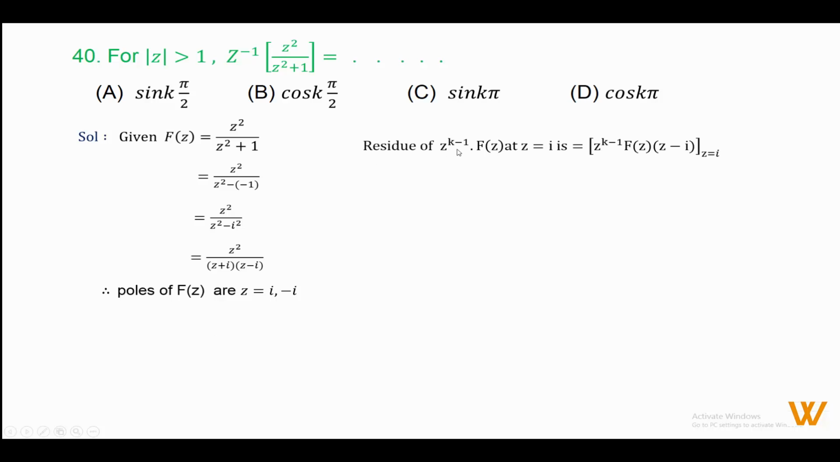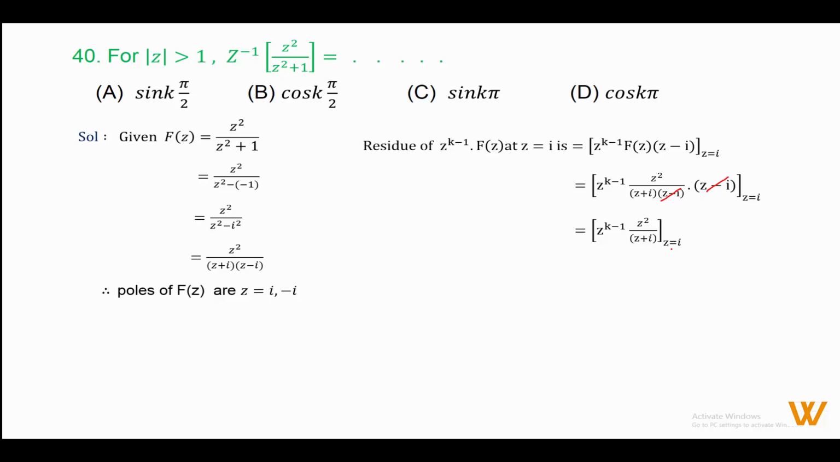The residue of z raised to k minus 1 into Fz at the pole z equal to I is equal to, inside the bracket, z raised to k minus 1 into Fz, where the pole is z equal to I, into z minus I, at z equal to I. Put the value of Fz, which is z square upon z plus I into z minus I. So z raised to k minus 1 into z square upon z plus I z minus I into z minus I at z equal to I. The factor z minus I cancels.